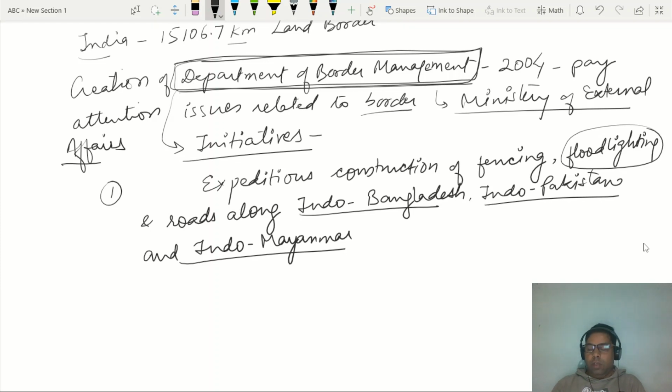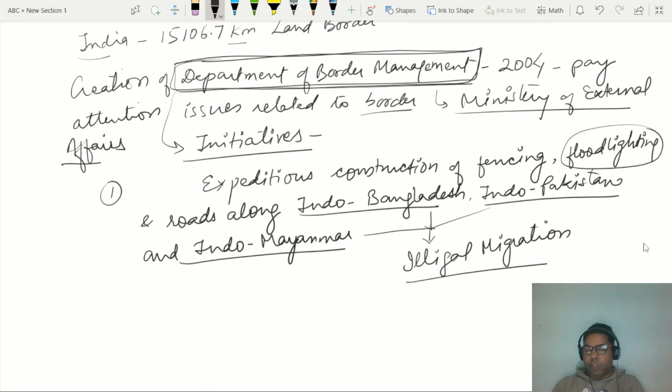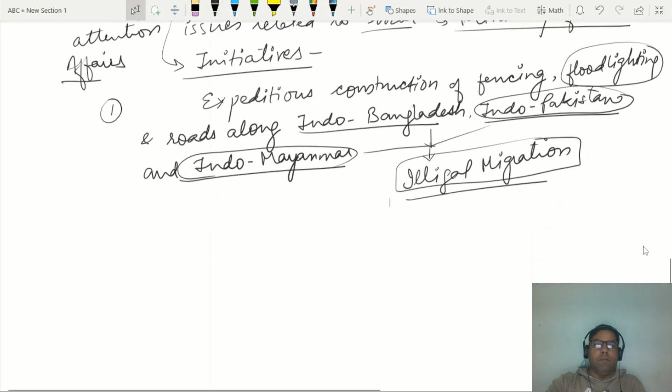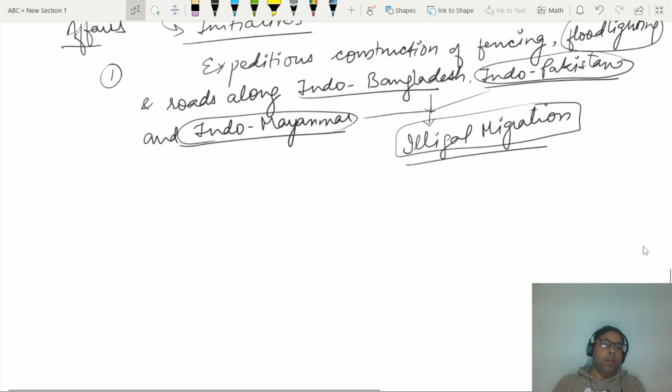It is because from these border areas there is illegal migration. People from Bangladesh enter into West Bengal. People from the Pakistan border enter into Kashmir, and people from Myanmar enter into northeastern states. So there is a continuous illegal migration. So the Government of India, or the Department of Border Management, is greatly concerned about the expeditious construction of the fencing and the floodlights on the border areas.